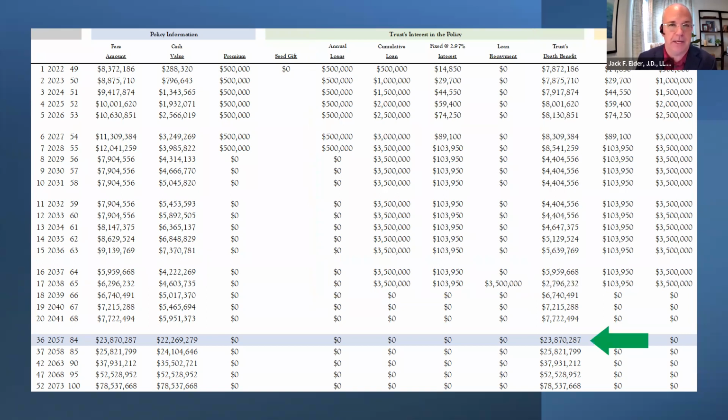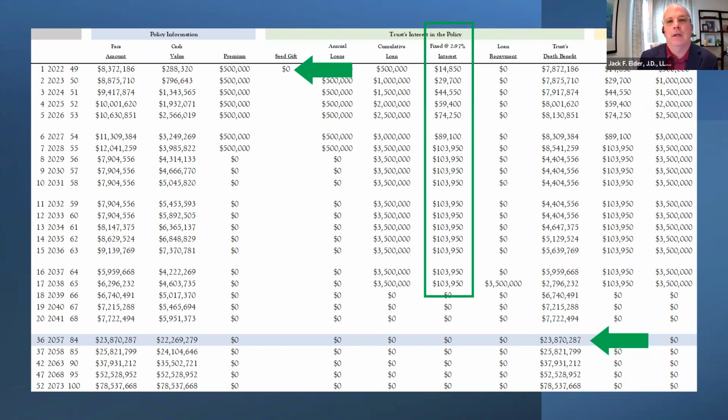One of her goals was the biggest death benefit she could get outside of her estate. We managed to design this so that there's about a $24 million death benefit at her life expectancy, age 84, with $0, no annual gifts, no seed gifts. Now, we're paying the interest. But remember, because this is a grantor trust, that interest is not income taxable. So it's literally a circular transaction.